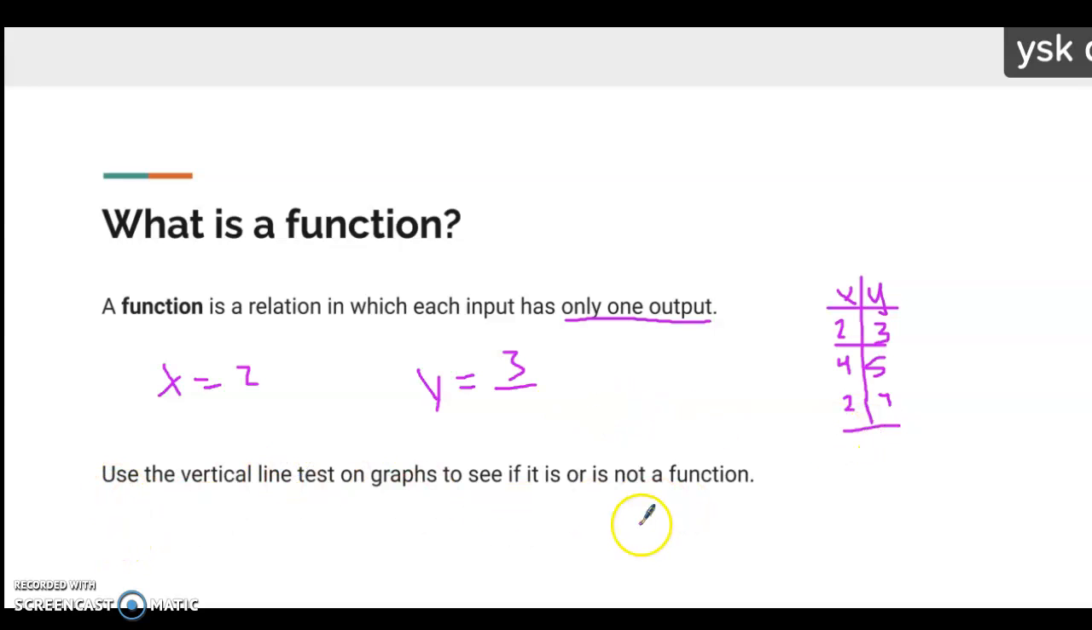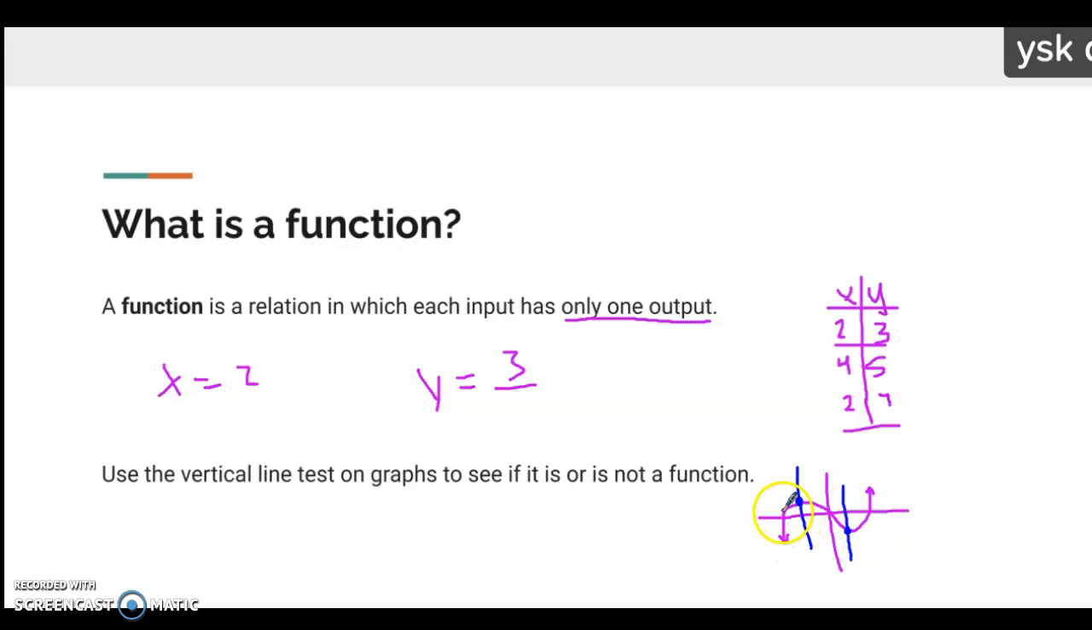What will that look like in a graph? In a graph, again, our x values are the horizontal value. We want to use a vertical line test on graphs to see if it is or is not a function. So if I have a graph that has an image like this on it, I want to use a vertical line to determine, does that only hit one point on the graph at a time? If I draw another vertical line here, it only hits this one point.